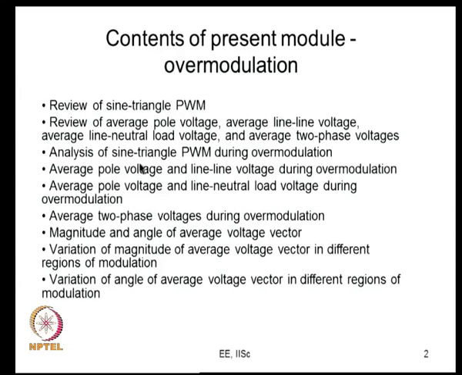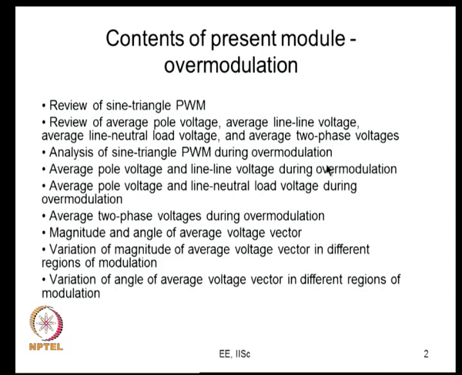Similarly, if you consider a 3-phase star-connected balanced load, you can look at the line-to-neutral voltage on the load, and you can take its average value over a sub cycle or half carrier cycle. These 3-phase load voltages can be transformed into the space vector domain, where they would have two components, the 2-phase voltages. So, we reviewed these, and then we started analyzing sine triangle PWM during overmodulation.